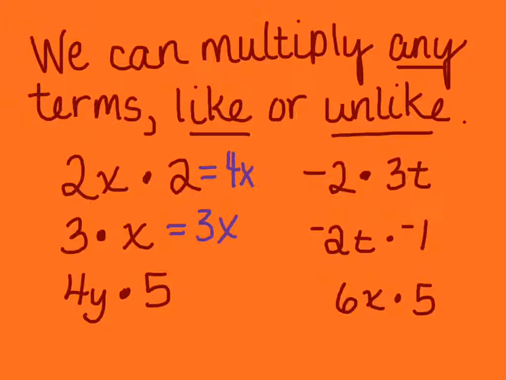4y times 5 is 20y. And then negative 2 times 3t, negative 6t. Negative 2 times 3 is negative 6, times t is t, so negative 6t. Negative 2 times t times negative 1 is 2t. And finally, 6x times 5 is, hopefully you got it, 30x.